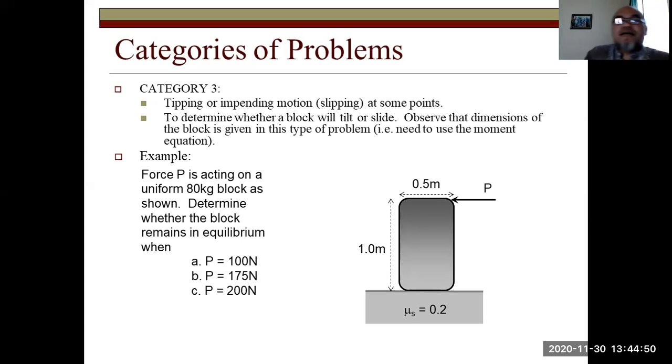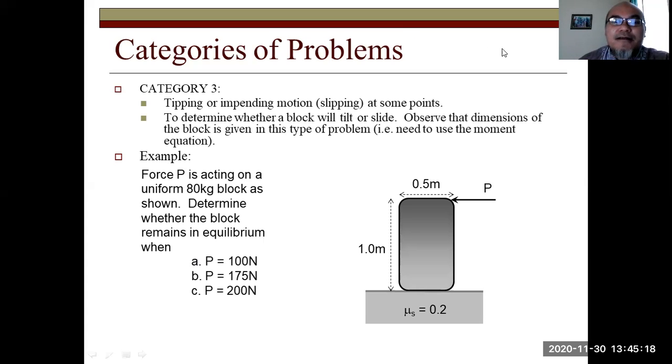Okay, now category 3. This is related with moment. Okay, tipping or impending motion slipping at some points. To determine whether a block will tilt or slide, observe the dimension of the block given in this type of problem. The dimension, that is, we need to use the moment equation. So this is mostly a two-dimensional problem.